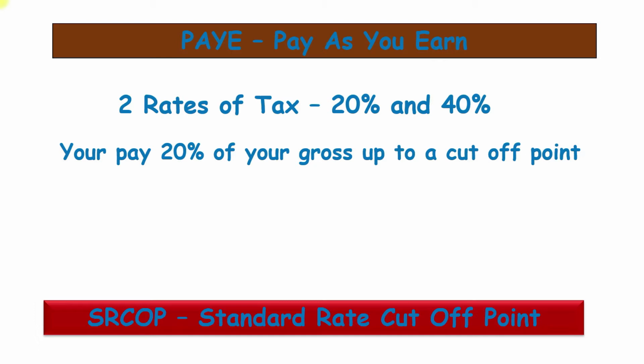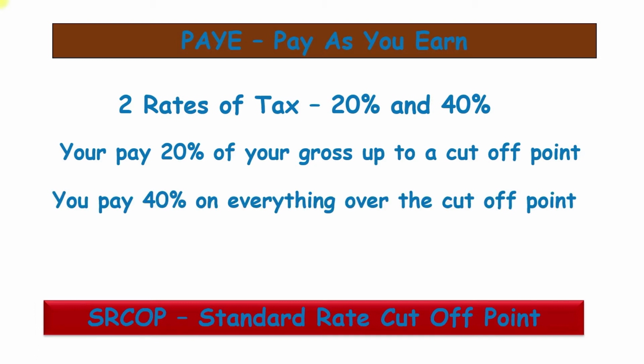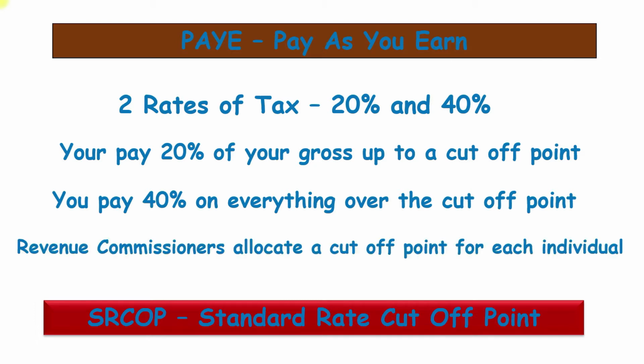You pay 20% of your gross up to the cutoff point, and 40% on the amount of your gross above the cutoff point. It is important to note that when your gross goes over the cutoff point, it does not mean that all your pay is then taxed at 40%. Only the amount above the cutoff point is hit for 40%. At the start of each year, the revenue commissioners allocate each person their individual cutoff points depending on their circumstances. For instance, there is a set cutoff point for single people, another for married, etc. Working through an example of this calculation will help to explain the concept further.